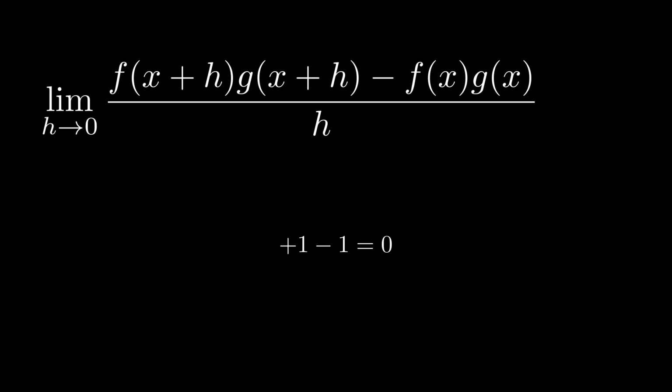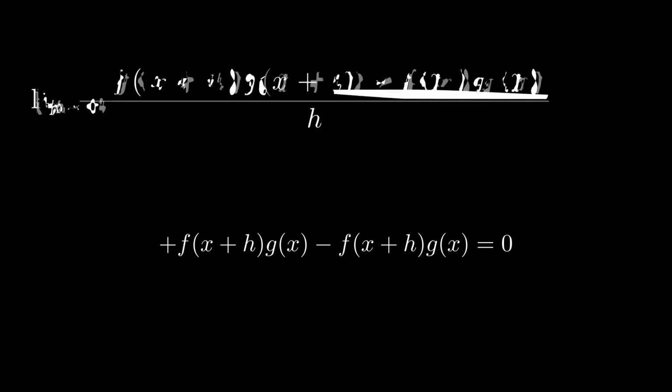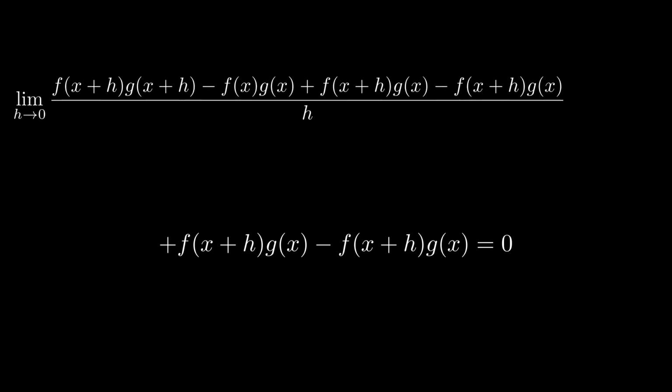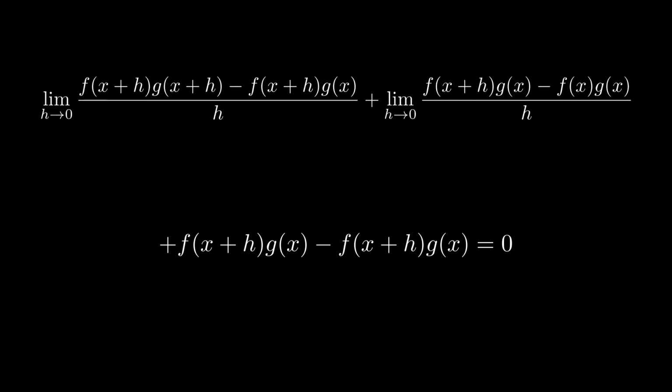So, what if we add and then subtract this instead? f of x plus h times g of x. We can add and subtract it from the numerator, and remember, it's just equal to 0. So we are adding nothing. But what we can do now is group minus f of x times g of x and f of x plus h times g of x and bring them out of the fraction, splitting our limit into two easier limits. Let's start with the right.